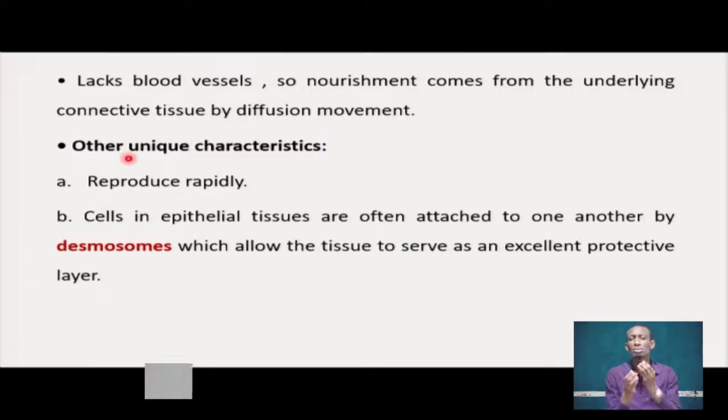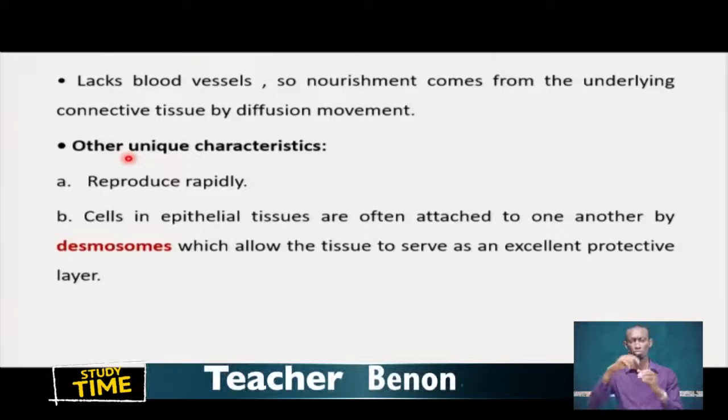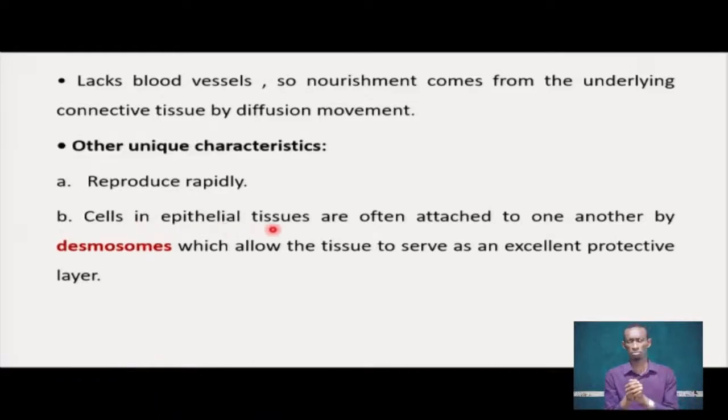Other unique characteristics of epithelial tissues are they reproduce rapidly. Cells in the epithelial tissues are often attached to one another by desmosomes. Desmosomes, these ones are structures that can connect cells together.